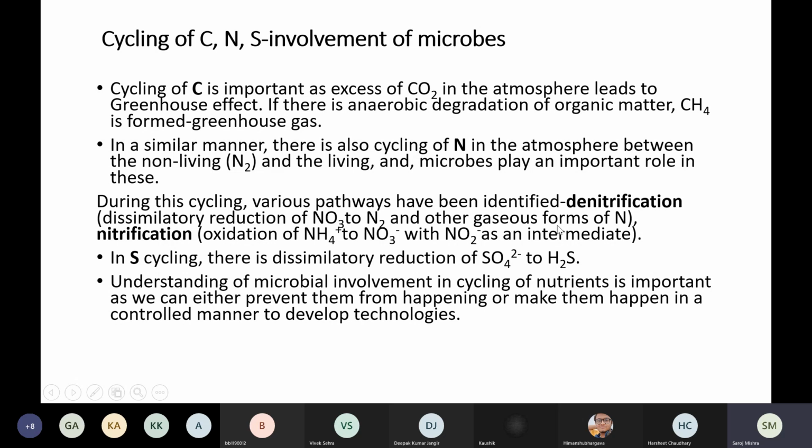And similarly, other gaseous forms of nitrogen, that is nitrate, could be converted into N2O or nitrous oxide, nitric oxide, and finally to nitrogen. So all of these are processes of denitrification. And these are extremely important when we talk about wastewater treatment. Because much of the organic matter which is released from the domestic waste contains proteins which get hydrolyzed into amino acids, and ammonium is formed. This ammonium is also converted first into nitrate by microorganisms, which is a process called nitrification.